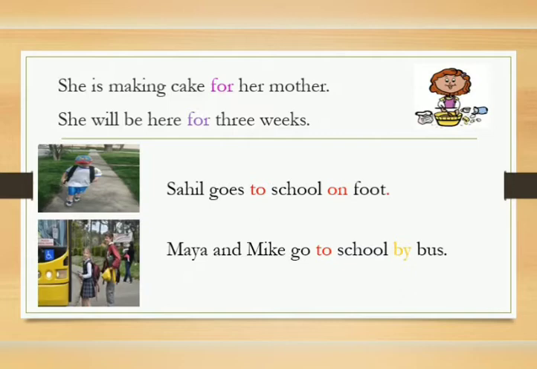So to generally indicates the movement from one place to another. So here the destination is the school, and he goes to school on foot. Maya and Mike go to school by bus. So here again the destination is the school, so we use the preposition to, and by we generally use for showing how or in what way something is done.